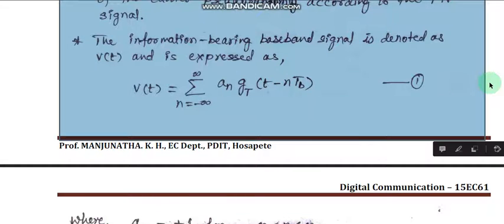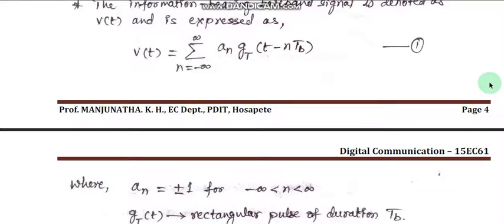Okay, so in this way we will try to understand the concept of message signal multiplication with the PN signal. Okay, so in this equation a_n is used, and this a_n is the amplitude level. And the amplitude level is plus or minus 1. So you will see that signal later. Now, okay, g of t is the rectangular pulse of duration T_B.